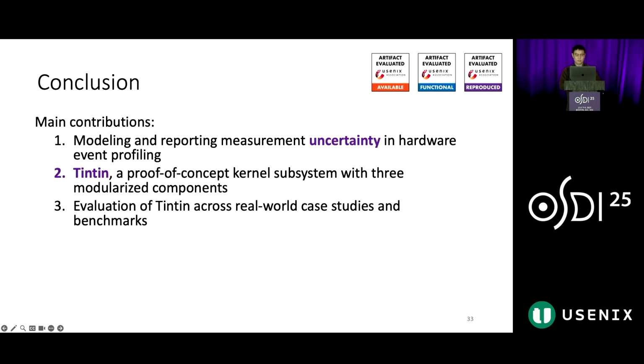That's all for the paper. To wrap up, we have three main contributions in this work. First, we propose a method to model and report the measurement uncertainty in hardware event profiling systems. Second, we design and implement Tintin. It's a kernel subsystem with three modular components. And we did the evaluation of Tintin across real-world case study and benchmarks.